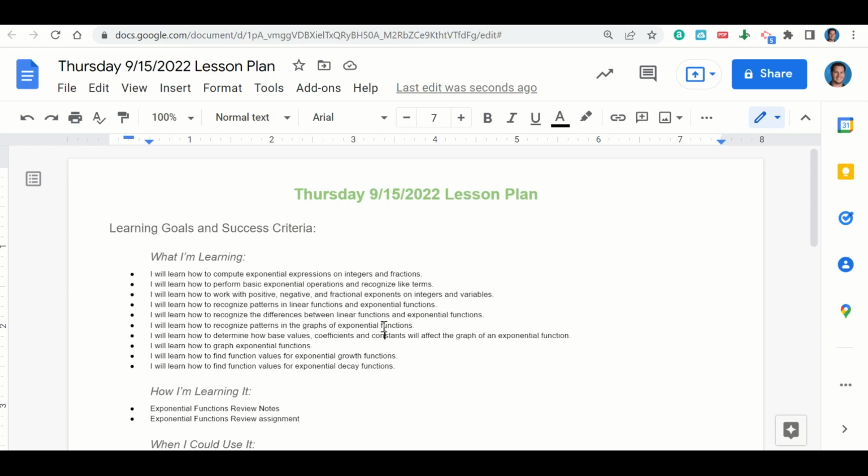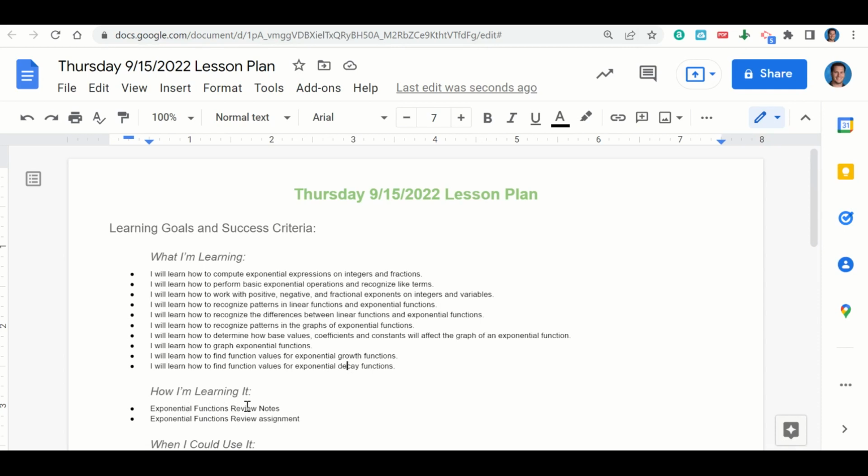how to recognize patterns in the graphs of exponential functions, how base values, coefficients, and constants will affect the graph of an exponential function, how to graph exponential functions, how to find the function values for exponential growth functions, and how to find function values for exponential decay functions. How are we learning it?